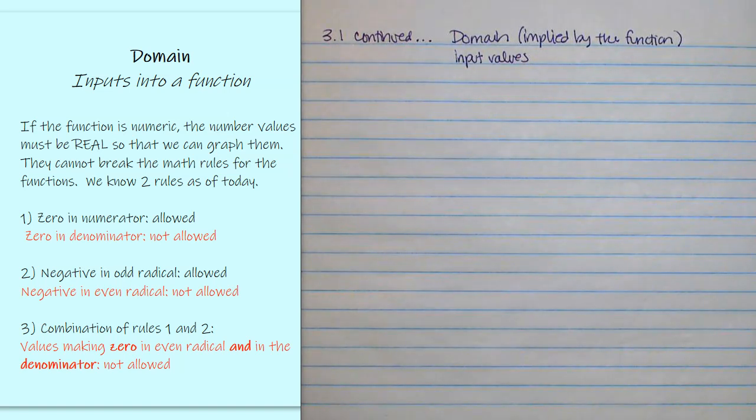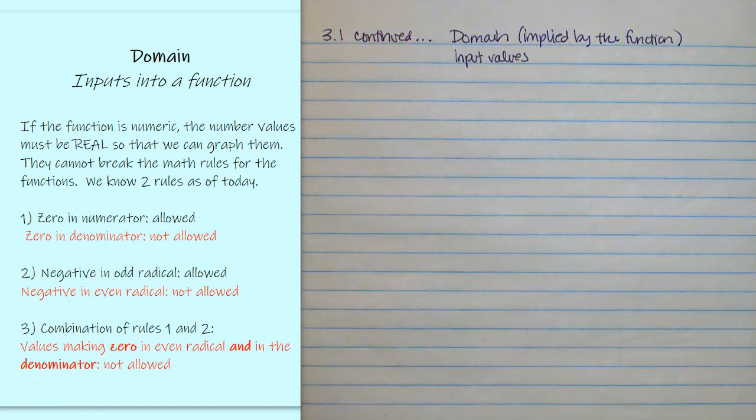So on the left, I have written out the rules for inputs into a function. It says, if the function is numeric, the number values must be real. And we're going to review imaginary numbers soon so that we can graph them. So we can only graph real things. They cannot break the math rules for the functions. And these are the rules that we know. There's 2 rules, but number 3 is a combination of the 2.